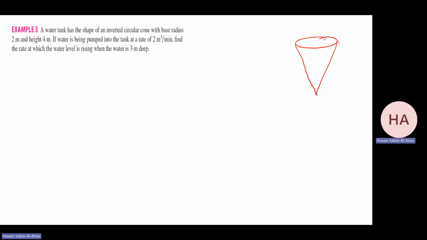Okay. And the shape of the cone with the base radius 2. This is the base radius 2. This is r equal to, and height h equal 4. This is the height. This is 2, and this is 4, which is this. Water is being pumped into the tank at the rate of this. So I have dV/dt equal to, find the rate at which the water level is rising.